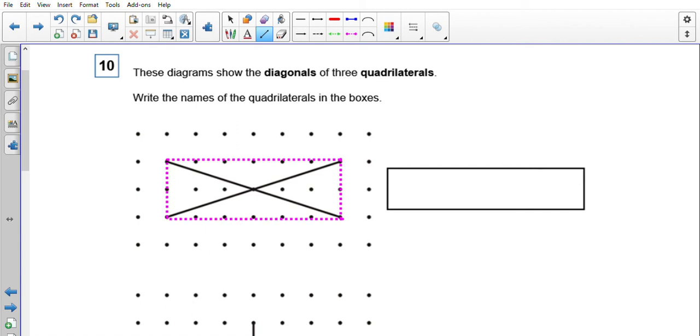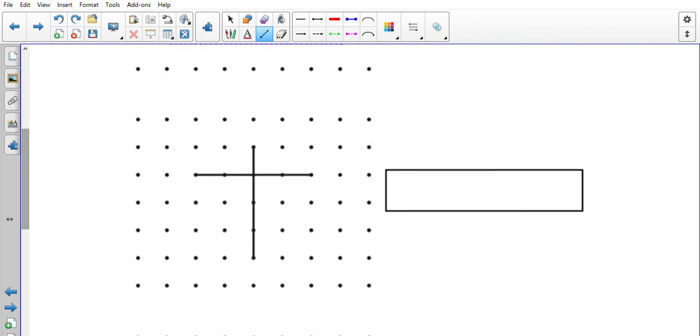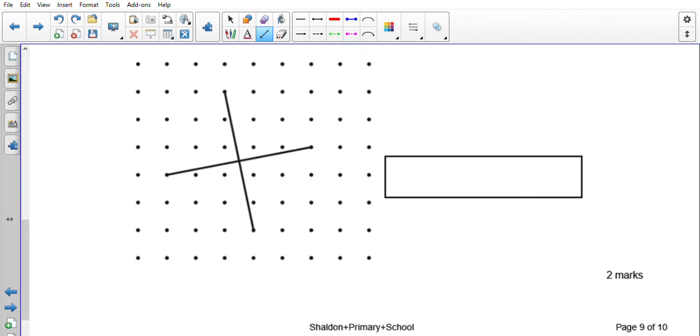That'll tell you the name of our shape: rectangle. This one, dot to dot. We've seen this one before, haven't we? That's the kite. And then here. What does that look like to you? That's going to be our square.